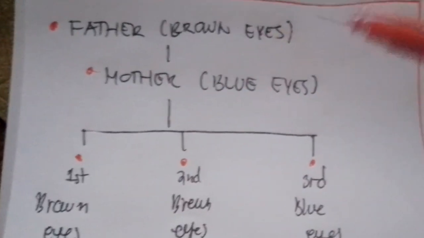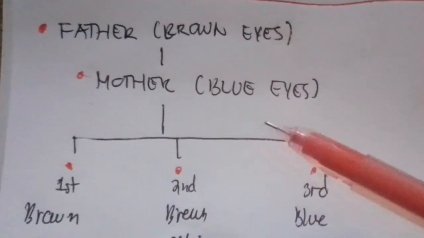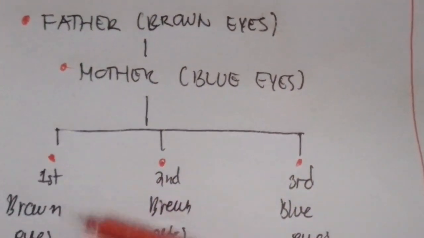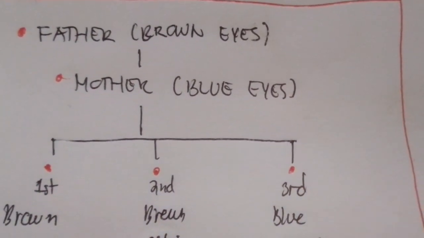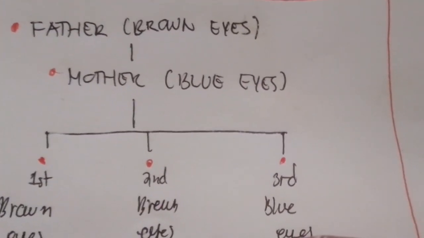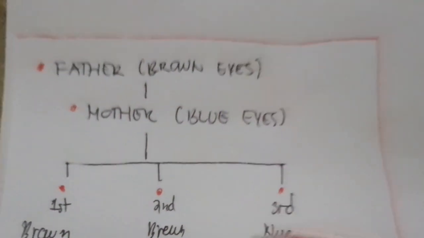Here, as we can see, the father has brown eyes, the mother has blue eyes, and there are three children. The first one has brown eyes, the second one has brown eyes, and the third one has blue eyes. But if I'm going to give you the vast example of the Falkline method, it's like this.